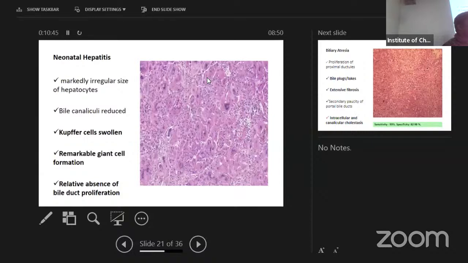Whether you have hepatitis, first thing, you can see marked inflammatory cells. Giant cells, whether they are present or not, does not matter; you do not have to have a giant cell. First of all, there is an absence of bile duct proliferation. And you can see that in the magnified view.